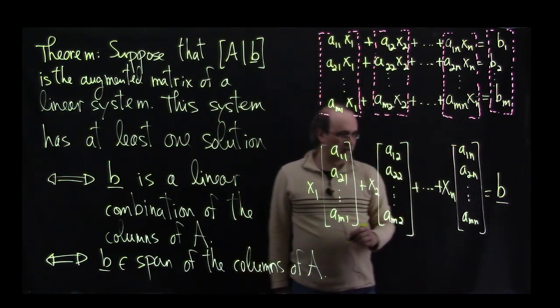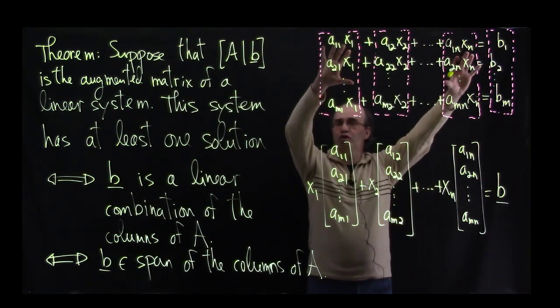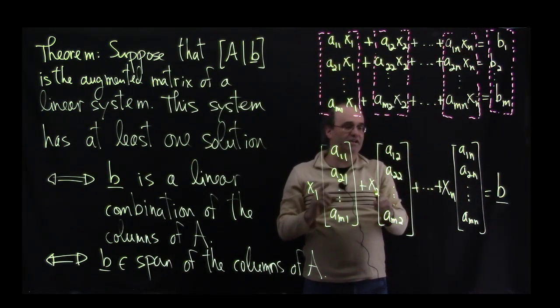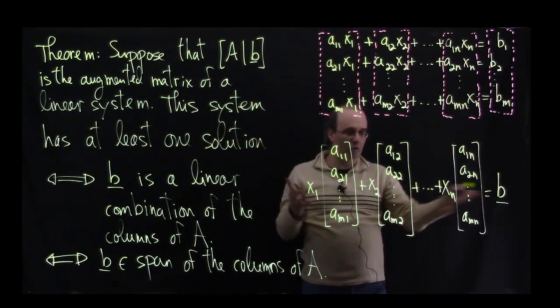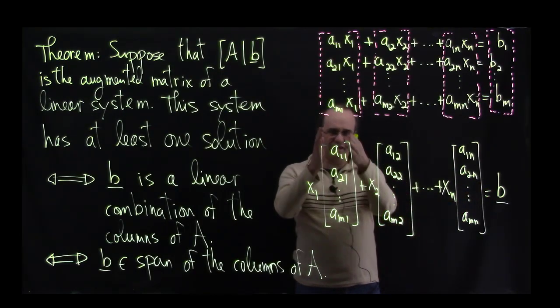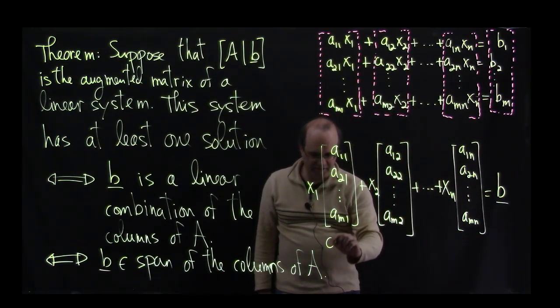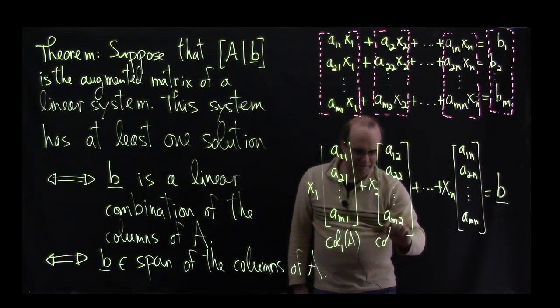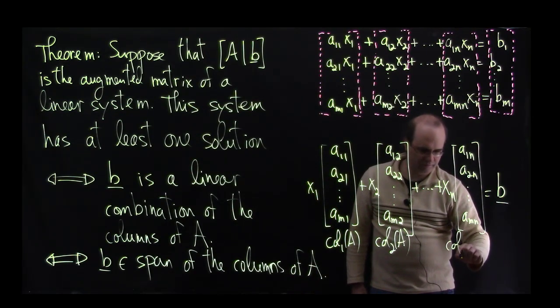So this shows that if this system has a solution, I can give x1, x2 up to xn some specific numerical values for which this equality is true. And this shows that b is a linear combination of these column vectors. This is exactly the first column of the matrix A. This is the second column of A. This is the last column of A, the nth column of A.